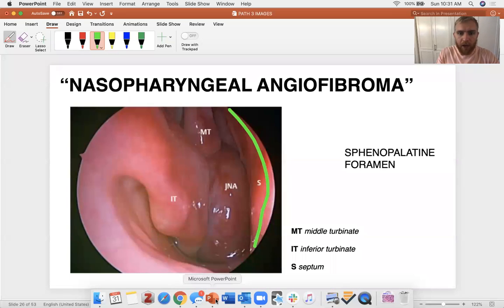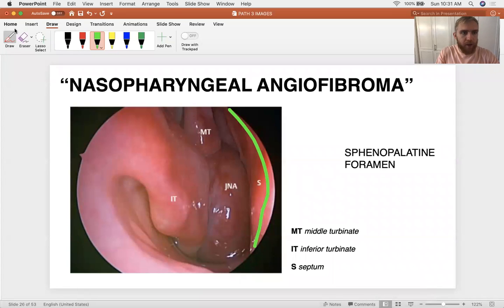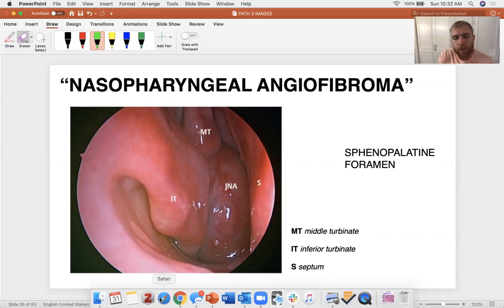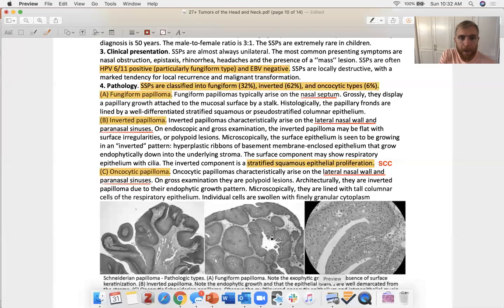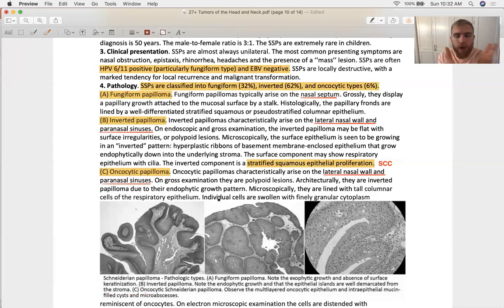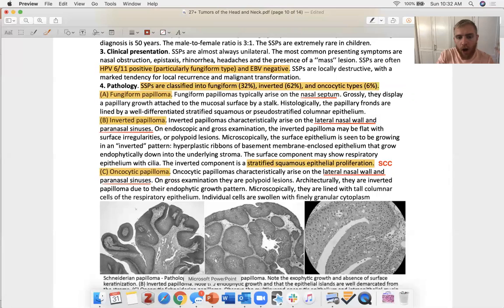And so going back up and looking at this slide right here, you notice the septum is, there's one septum and it's midline. So if you see an endoscope and something's growing out of the septum, you're going to recognize the septum really handily. So that's going to be your fungiform SSP or sinonasal papilloma. Now, these other two, the inverted and the oncocytic papillomas, like to grow out from the lateral nasal wall and the paranasal sinuses.